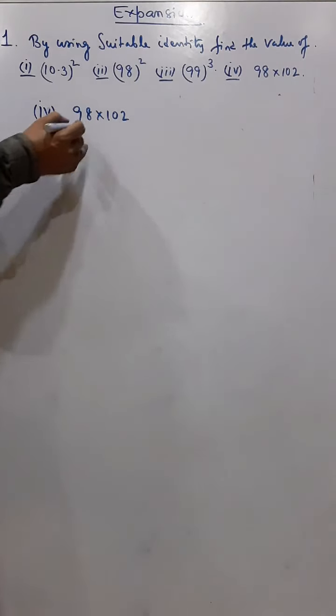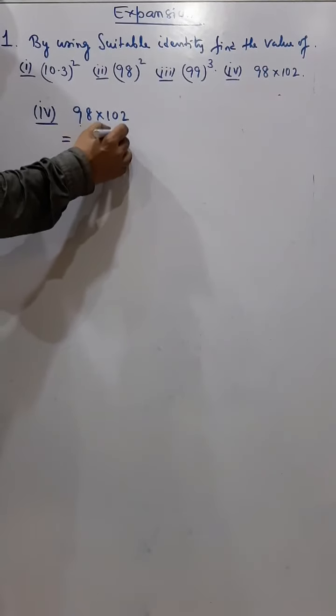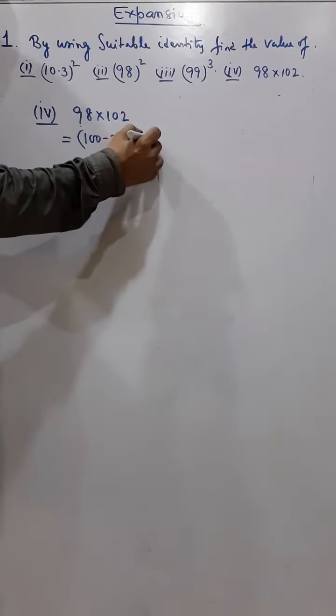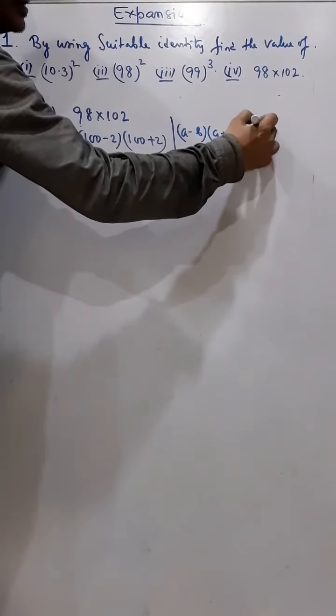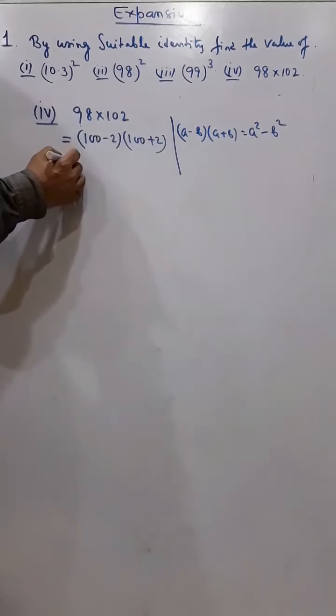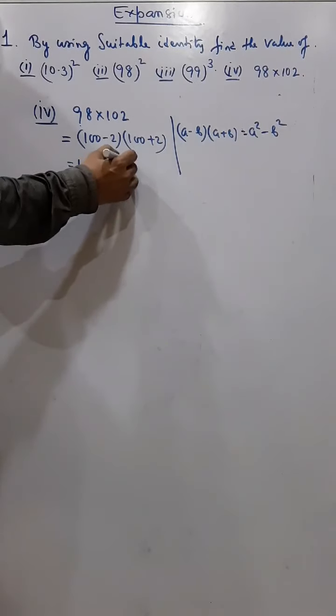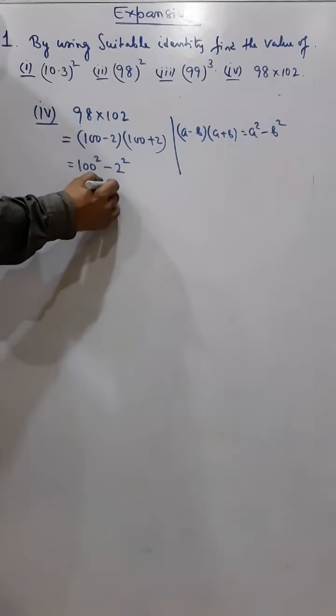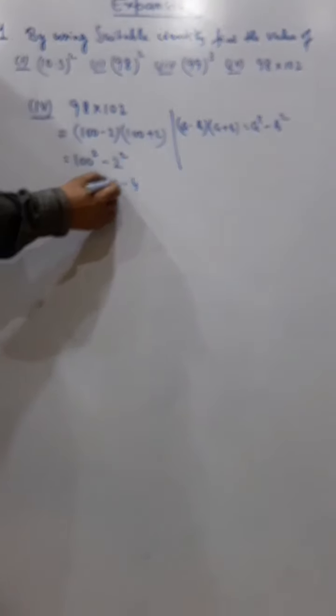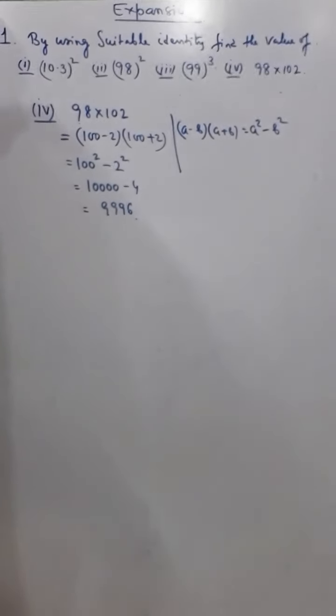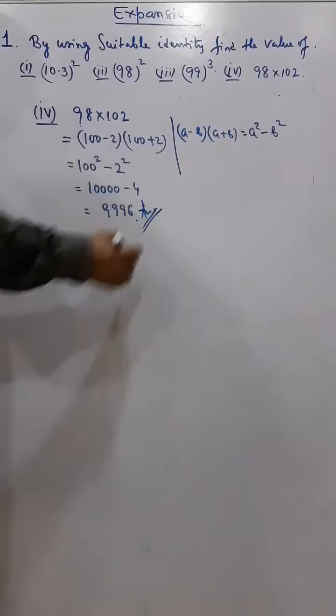Okay, then now next one is 98 into 102. Now we can split this one as (100 minus 2) into (100 plus 2). So that means we are using this identity (a minus b) into (a plus b), that is a square minus b square. So we can say it is 100 square minus 2 square. So we get 10,000 minus 4. So we have 9,996. So that will be the answer.